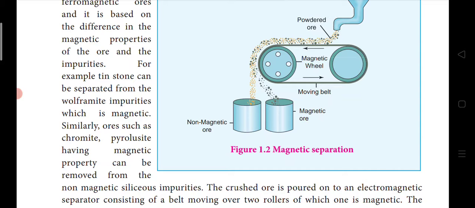So today we have seen how to concentrate the ore, that is, how to remove all the unwanted impurities. First is gravity separation or hydraulic wash. There we crush the ore, and the ore is made to flow through rapidly running water. The principle is the difference in specific gravity: the higher specific gravity material will be separated separately, and the lower specific gravity material will come out separately.